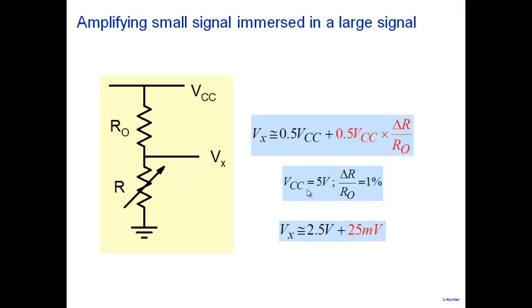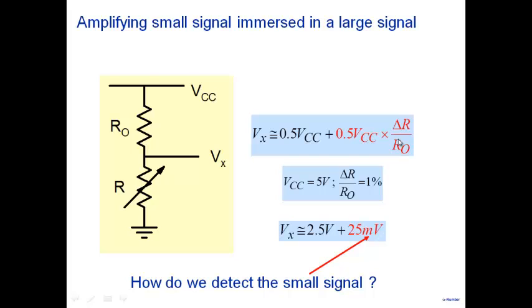Now, obviously, I cannot simply take this as an example. All right, so VCC is, let's say, 5 volts, delta R by R0 is 1%, and Vx turns out to be 2.5 volts plus 25 millivolts. So you're talking about a 25 millivolt signal immersed in 2.5 volts. Note that both the signals are DC. When you apply a steady pressure, the resistance changes by a certain amount, and this is also DC. So it's not that one signal is AC and the other is DC, where you use a capacitor to filter out. Both of them are DC here.